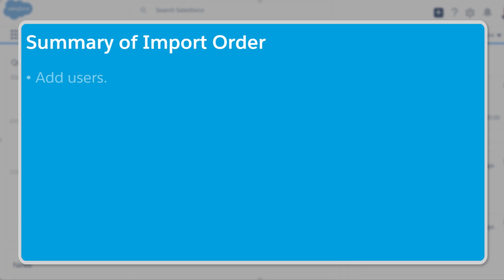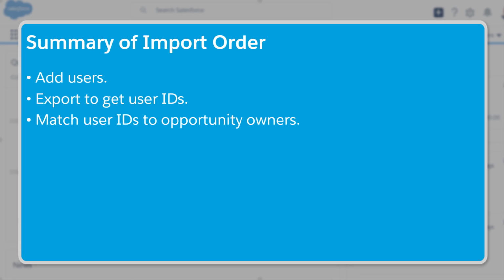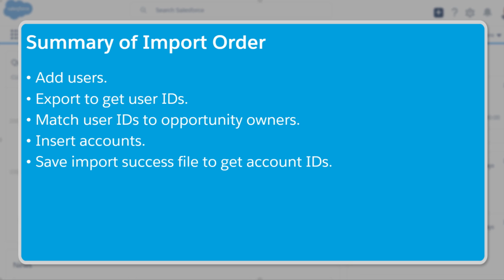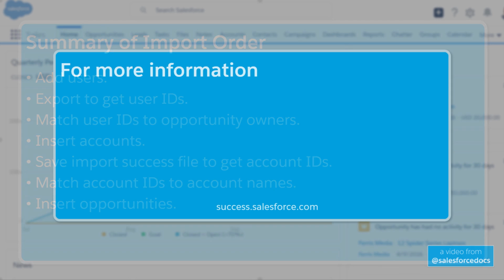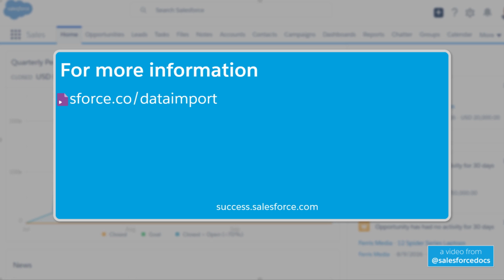To summarize, we added users, and we used the Data Loader to export their IDs. We used VLOOKUP to match these IDs to the opportunity owners. We used Data Loader to insert accounts, and we saved the import success file to get the account IDs. We used VLOOKUP to match account IDs to account names. Once we had IDs for both the record owner and the parent account, we inserted the opportunities. For more information on importing data, watch the rest of this video series, or visit our Success community at success.salesforce.com.